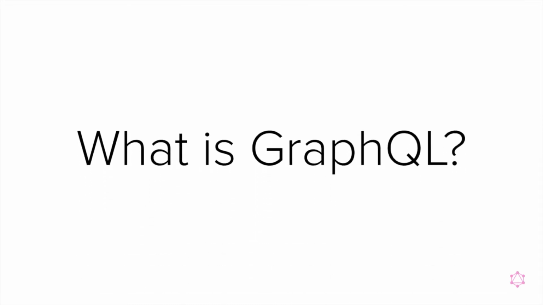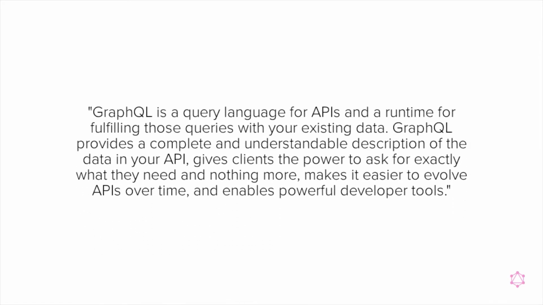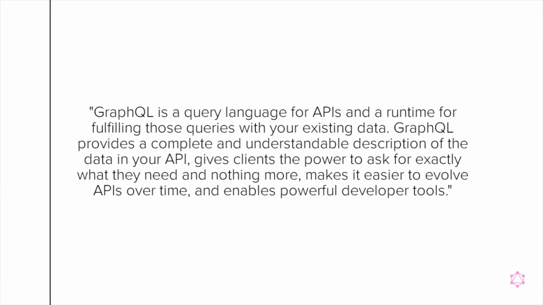So to start off with, what is GraphQL? Well, here is the answer straight from the GraphQL website. GraphQL is a query language for APIs and a runtime for fulfilling those queries with your existing data. GraphQL provides a complete and understandable description of the data in your API, gives clients the power to ask for exactly what they need and nothing more, makes it easier to evolve APIs over time, and enables powerful developer tools.